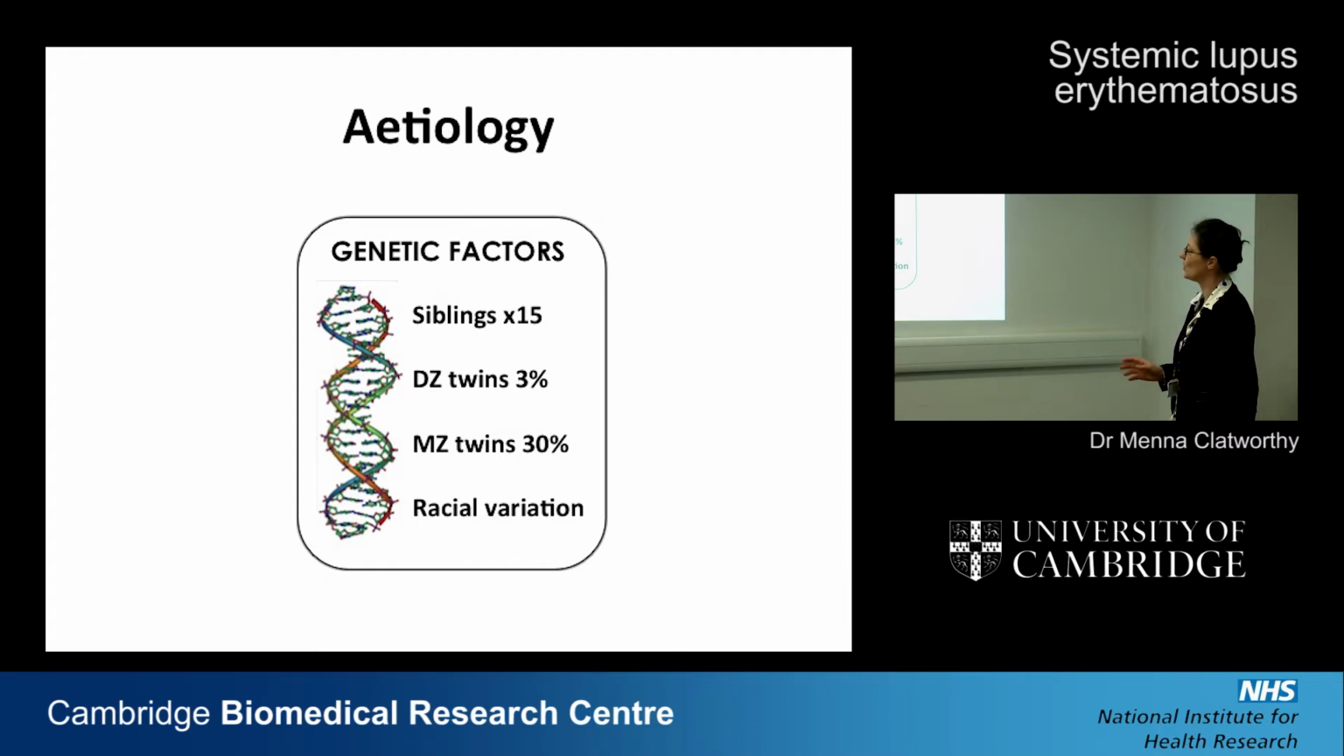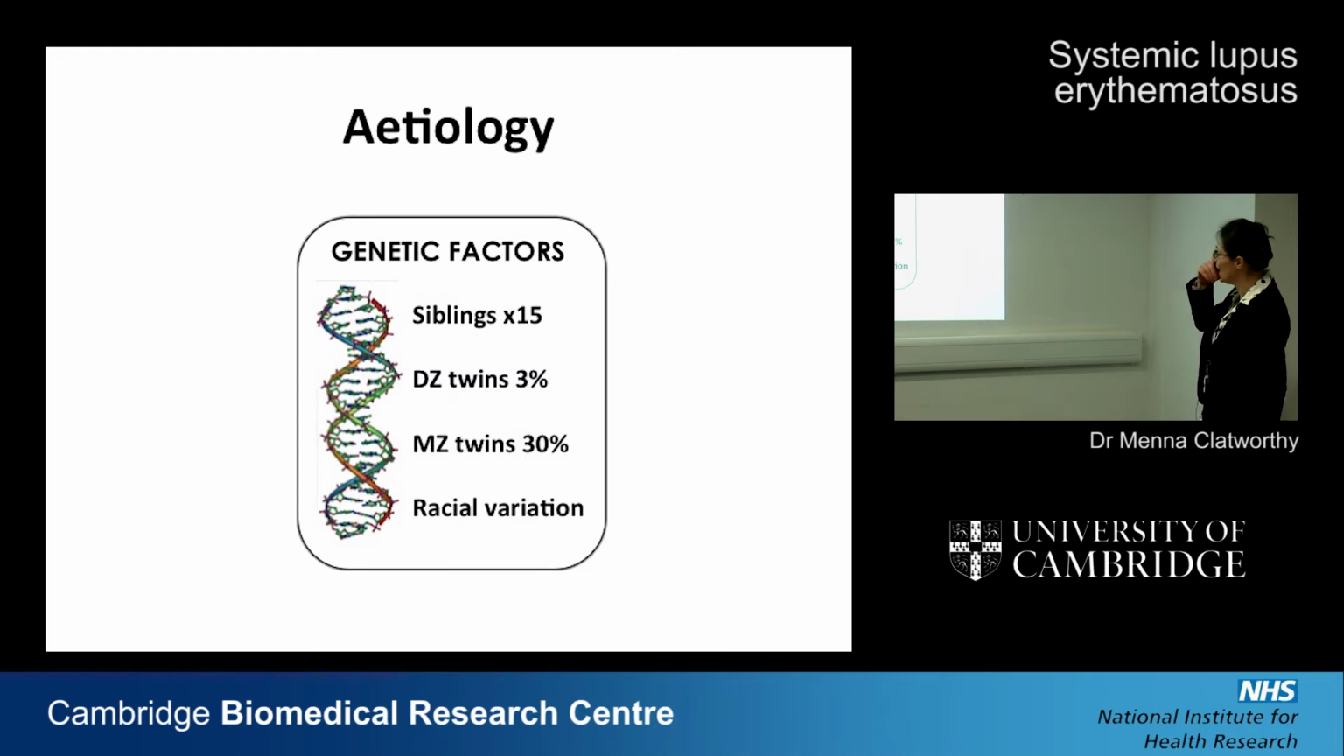Okay, so that's the sibling risk. And we also know if we look at dizygotic twins and compare that to monozygotic twins that are identical, the rate of concordance, so the likelihood of getting disease, is 10 times higher. So if you have a twin with lupus and you're a dizygotic twin, 3% will get disease. If you're a monozygotic twin, 30% will get disease.